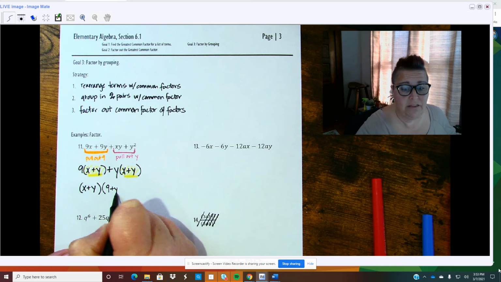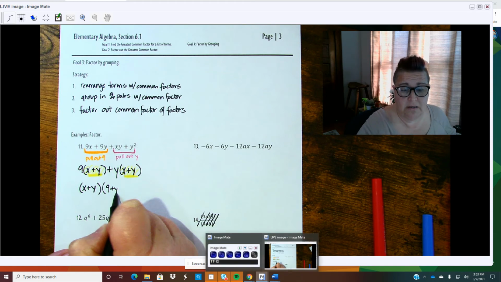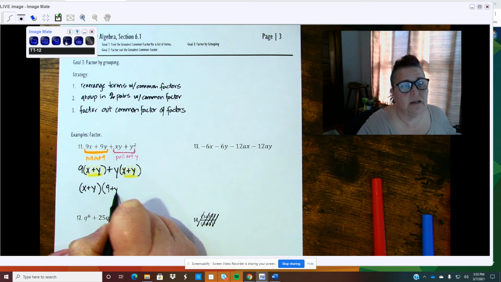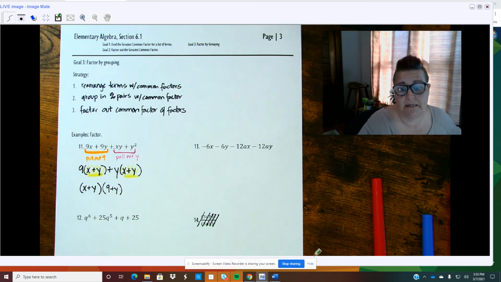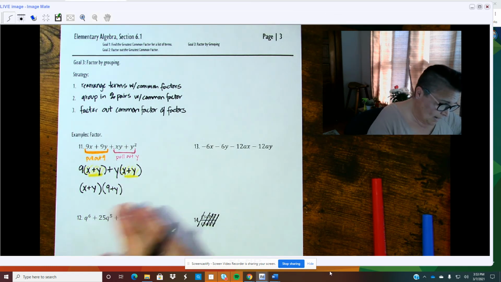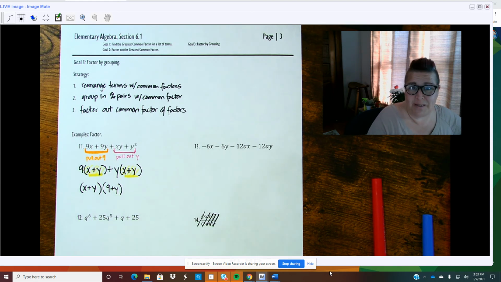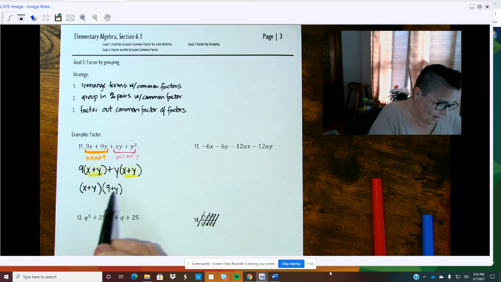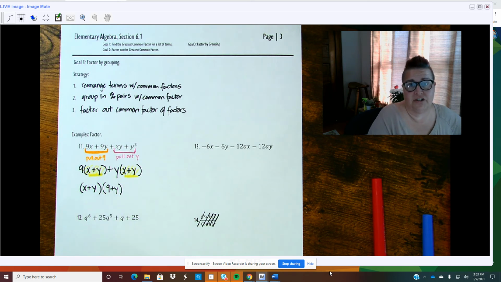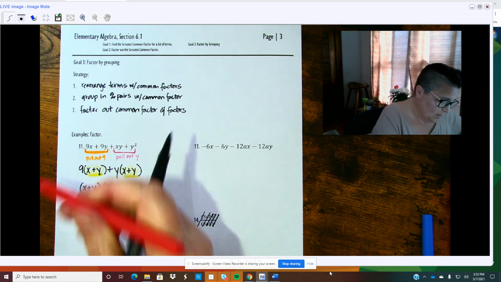This is like the one we just got done doing. Well, we didn't just get done doing it, but it's very similar to the one we did a minute ago. So now I have two factors, factor 1 and factor 2, and they're both binomials. This is a binomial factor. This is a binomial factor. When you factor by grouping, you should get two binomial factors.